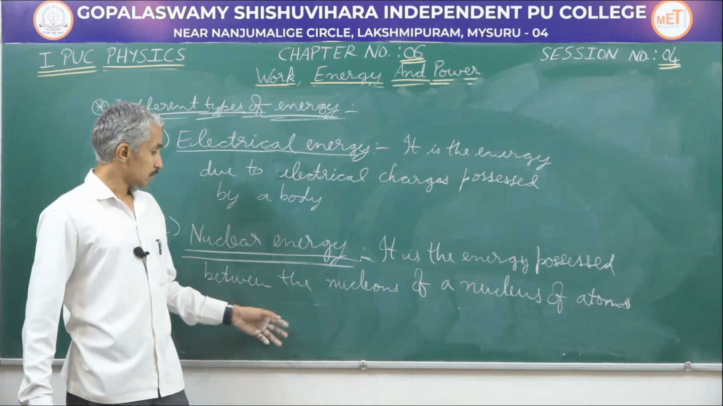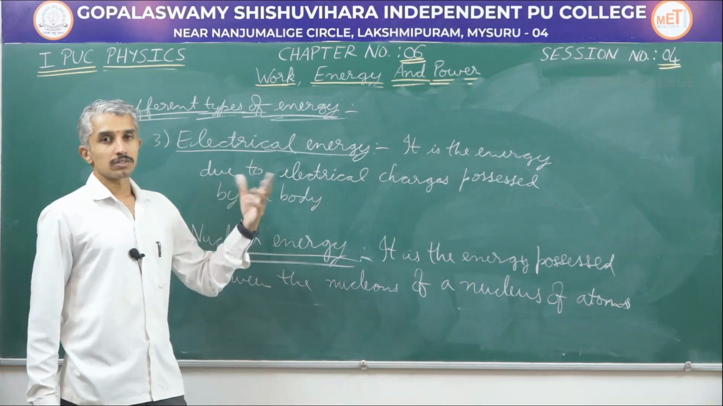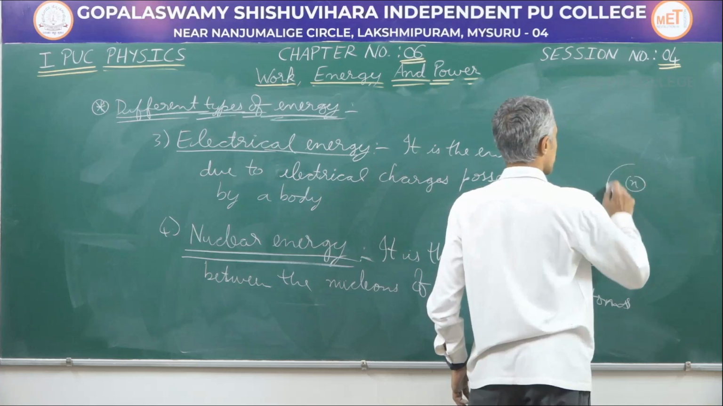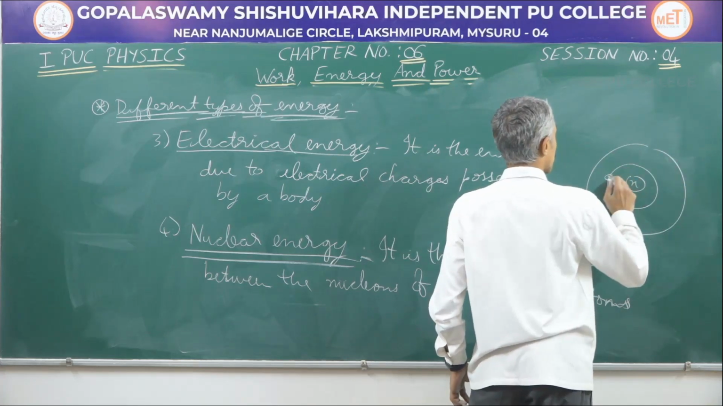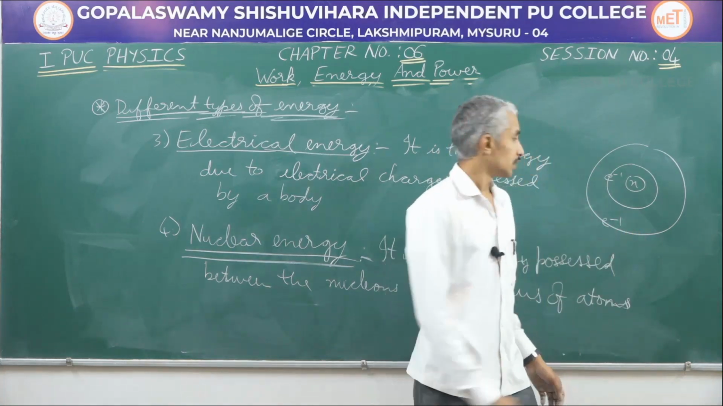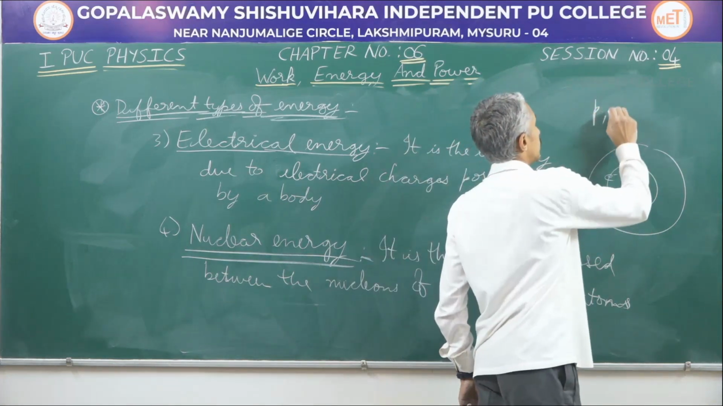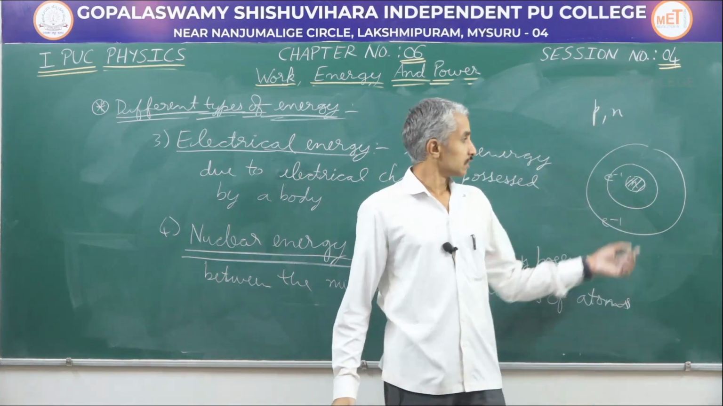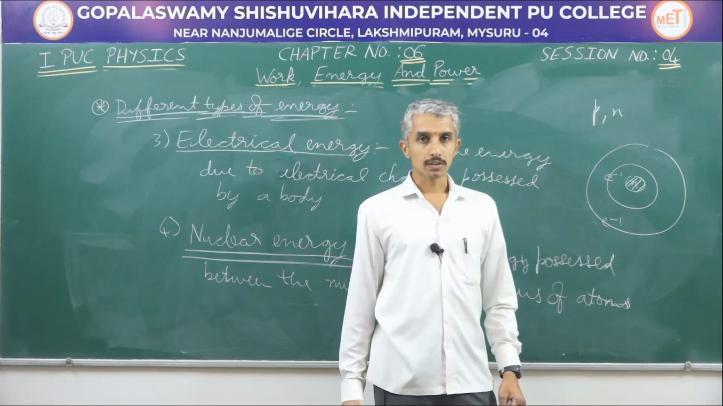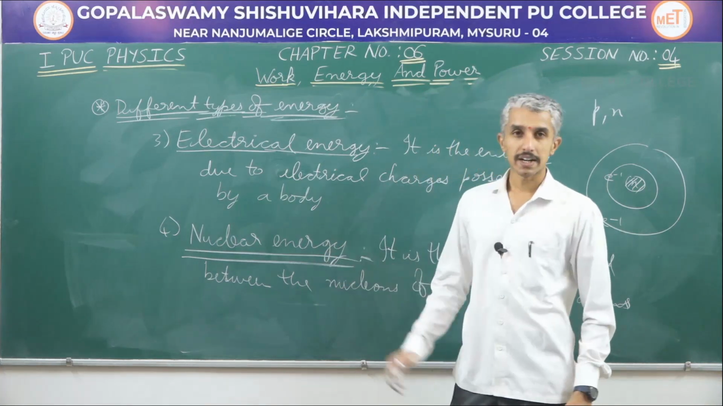We already studied in our high school that atoms have a central nucleus and electrons revolving around it. Inside this nucleus there are protons and neutrons. The protons and neutrons are bound together by nuclear force. The energy possessed by that nuclear force is what is called nuclear energy.